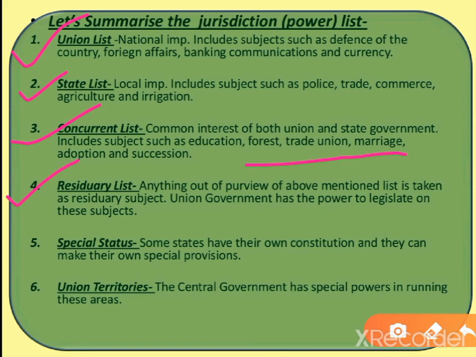Fourth one, the Residuary list. Anything outside these three lists includes the residuary subjects. The Union government has the power to legislate on all these subjects. Fifth one, special status. Some states have special status or their own constitution, and they can make their own special provisions. Last one, union territories. The central government has its own special powers in running all these areas of union territories.